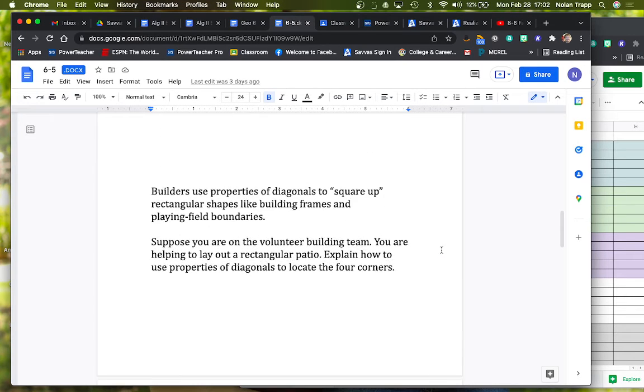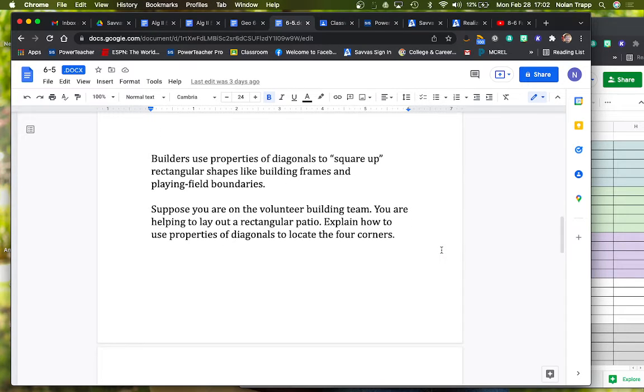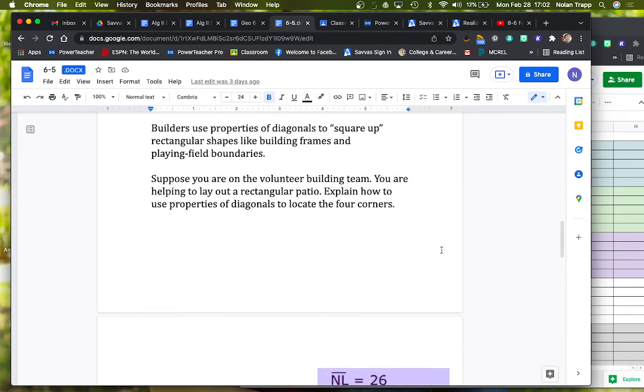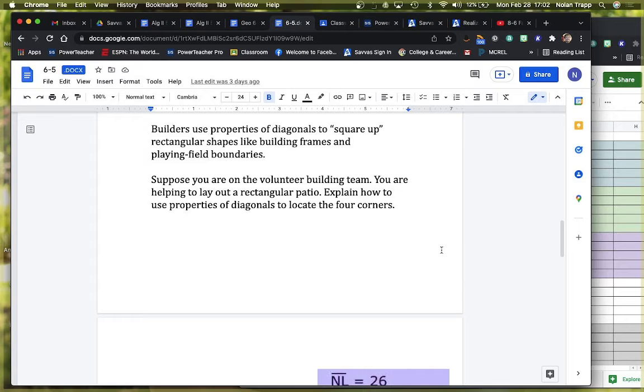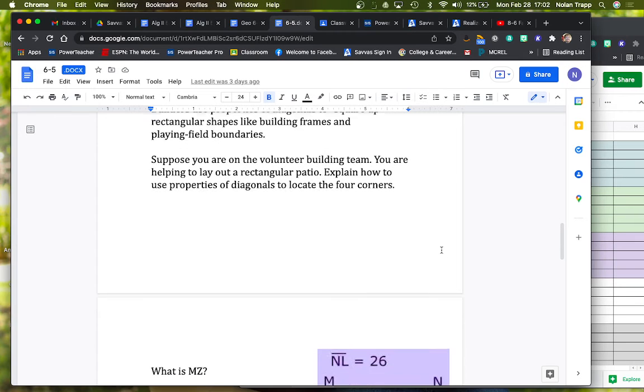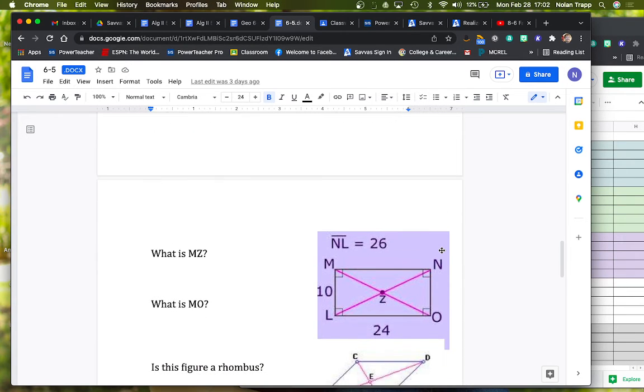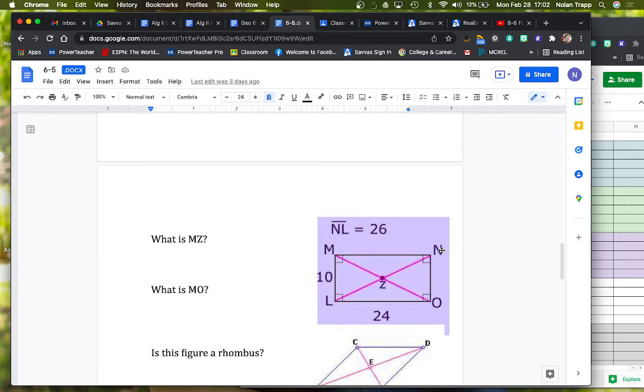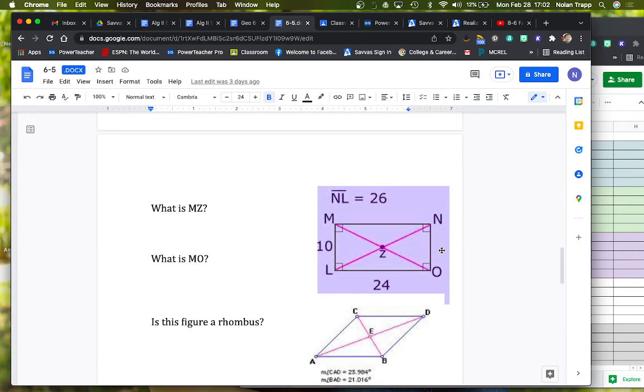Okay? There is something called squaring up to build frames and playing field boundaries. So what they can do is they can take their boards and lay them out, and they can measure from corner to corner. If those lengths are equal, they know that they are building a rectangular shape. That is a nice, easy trick that you can use to make sure you have a 90-degree angle in the corner and to make sure you have at least a rectangle. Obviously, to make it a square, all you have to do is measure the same sides, right?